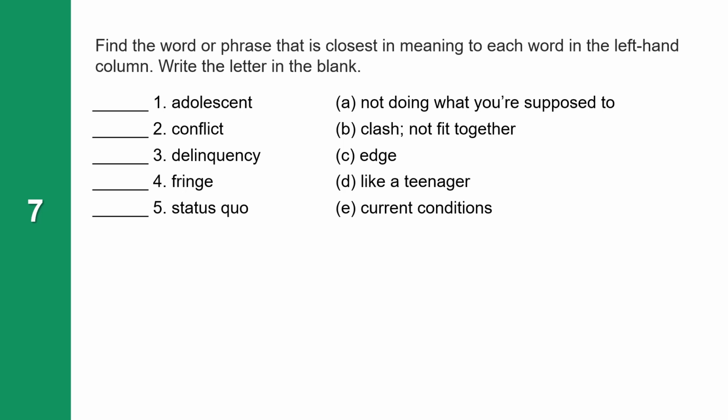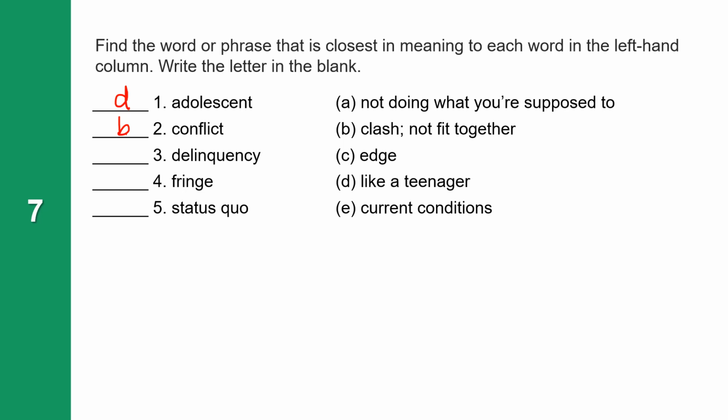Now, find a word or phrase that is closest in meaning to each word in the left-hand column. Write the letter in the blank. Number 1. Adolescent. Clash, not fit together. Edge. Like a teenager. Okay, D is the answer. Adolescent, like a teenager. Number 2. Conflict. Clash, not fit together. So the answer is B. Conflict is clash, not fit together.